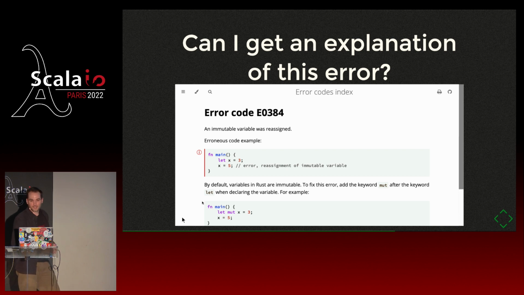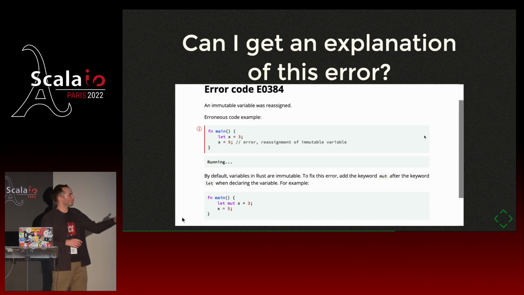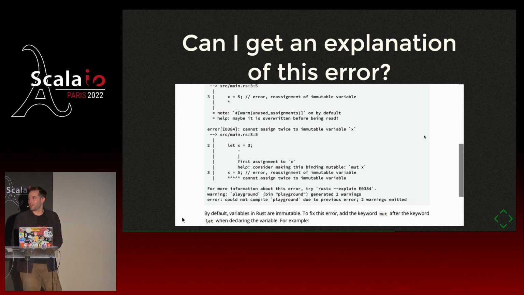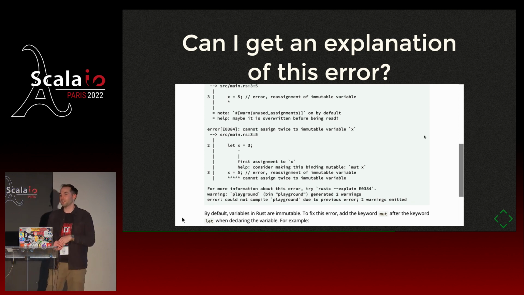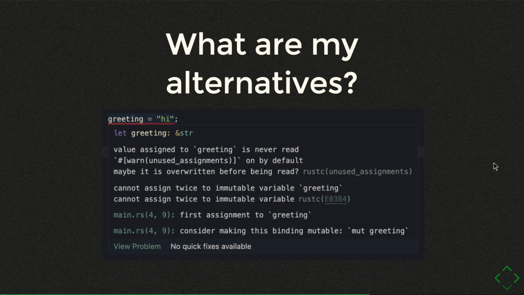It has some code samples. It even has a little run button that you can run the example, and it will show you exactly what the error is. So pretty helpful for a newcomer, right? Like if I'm new to Rust and I don't understand the error message, it contains a clickable link that brings me to a nice documentation page with runnable examples that I can see exactly what the error means. Pretty nice. So let's move on to the next question.